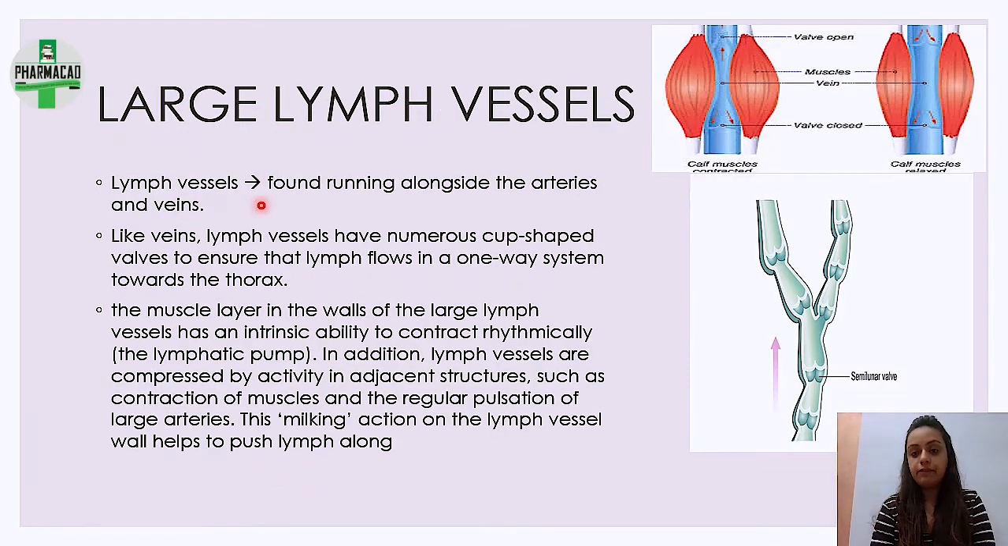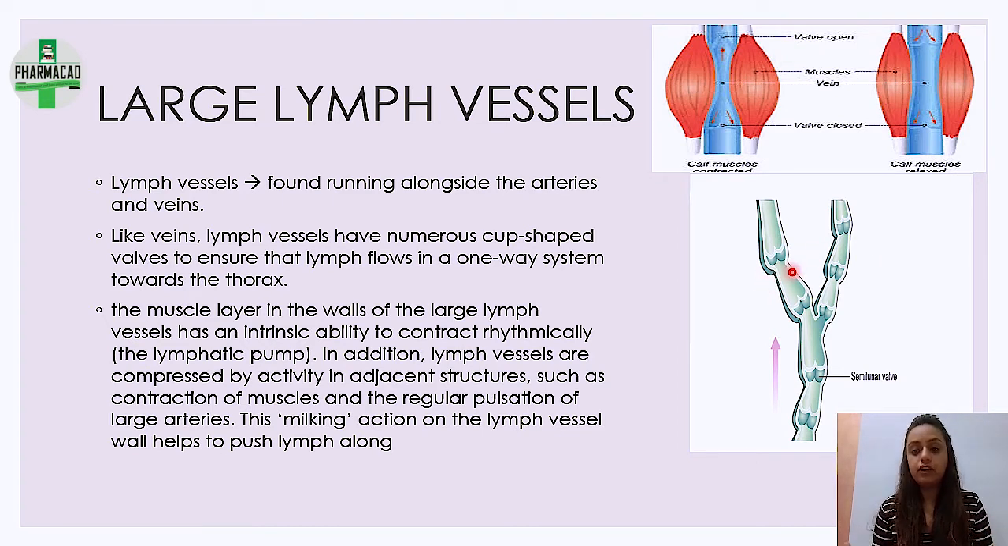The larger lymph vessels are found running alongside arteries and veins. Just like capillaries were close together, even the larger vessels are close together. Like veins, they also have valves, which are cup-shaped and numerous. This is our vein and these are its valves. And this is our lymphatic channel or lymphatic vessel, and this is its valve.